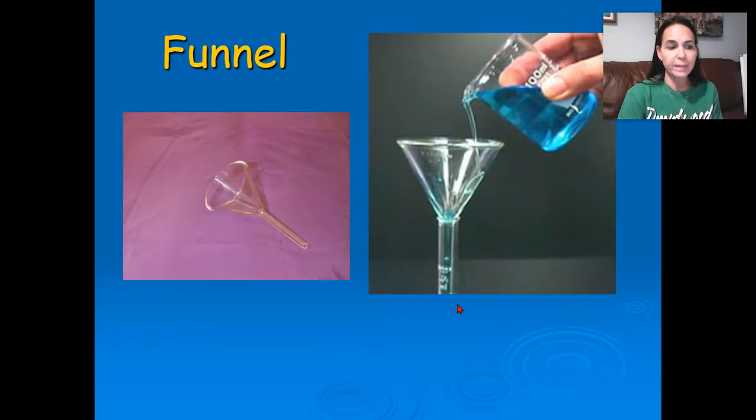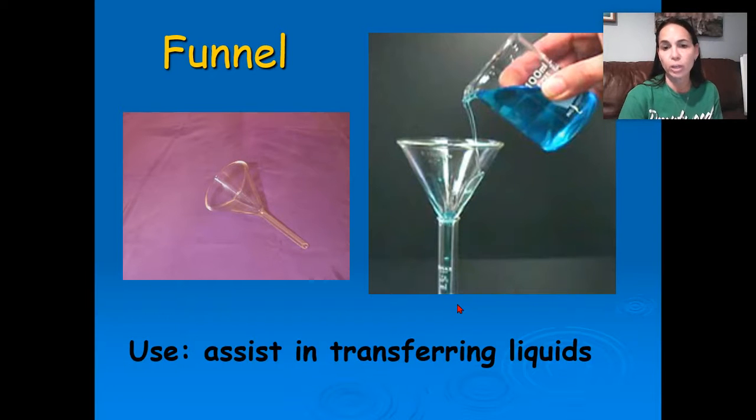The next piece of equipment is a funnel. That is not in your notes. It's just something I'm explaining to you, but you probably use this in your home. I use it all the time when I'm filling my salt shaker. It's just used to assist in transferring liquids or powders or salt, things like that.